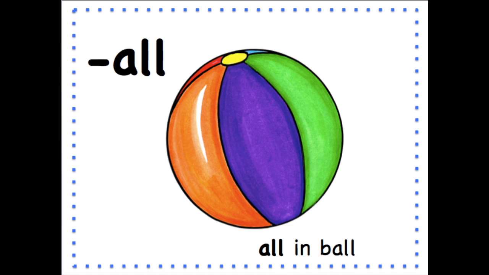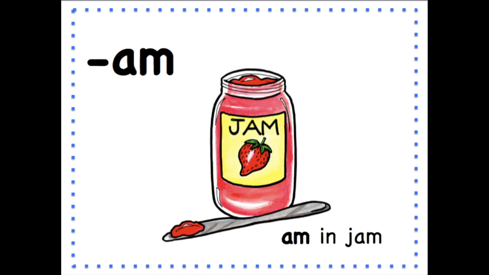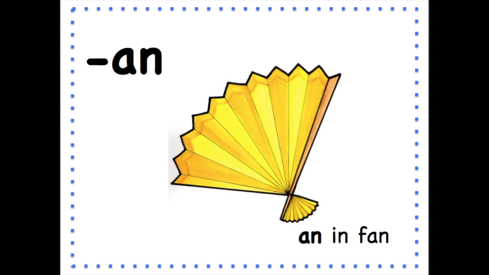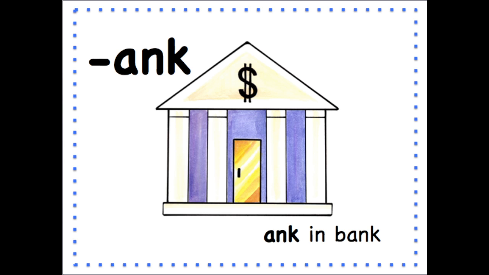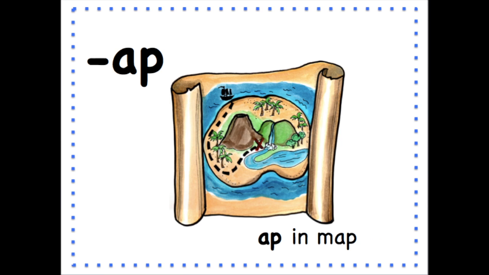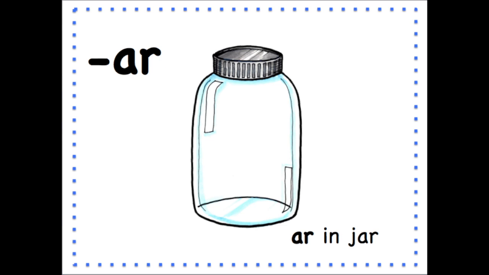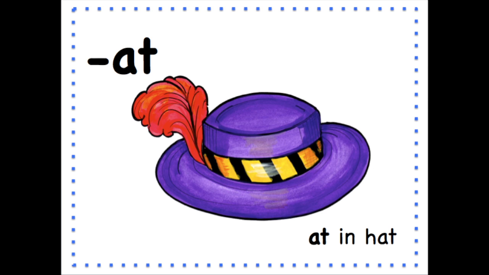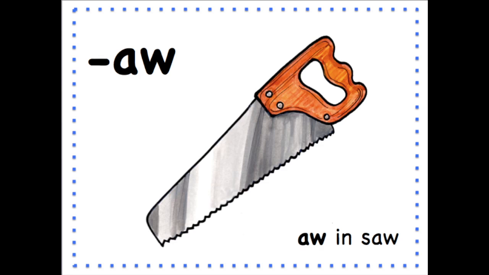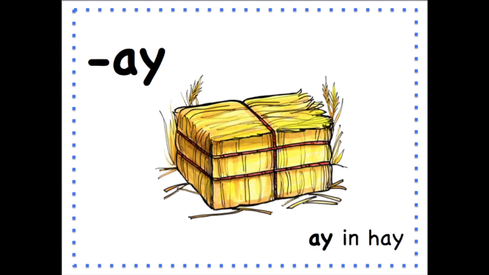A, L, L, all in ball. A, M, am and jam. A, N, an and fan. A, N, K, ank and bank. A, P, ap and map. A, R, ar and jar. A, T, at in hat. A, W, aw in saw. A, Y, ay in hay.